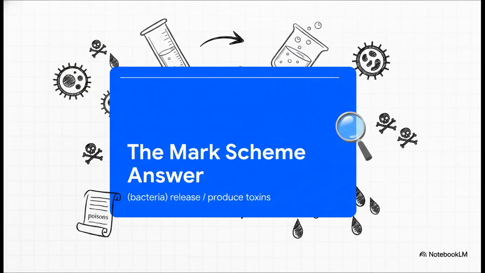And there it is, straight from the mark scheme. For that 1 mark, all you have to write is that the bacteria release or produce toxins. It's interesting, the mark scheme also says they'll accept the word poisons. That's it. 1 simple fact, 1 mark.